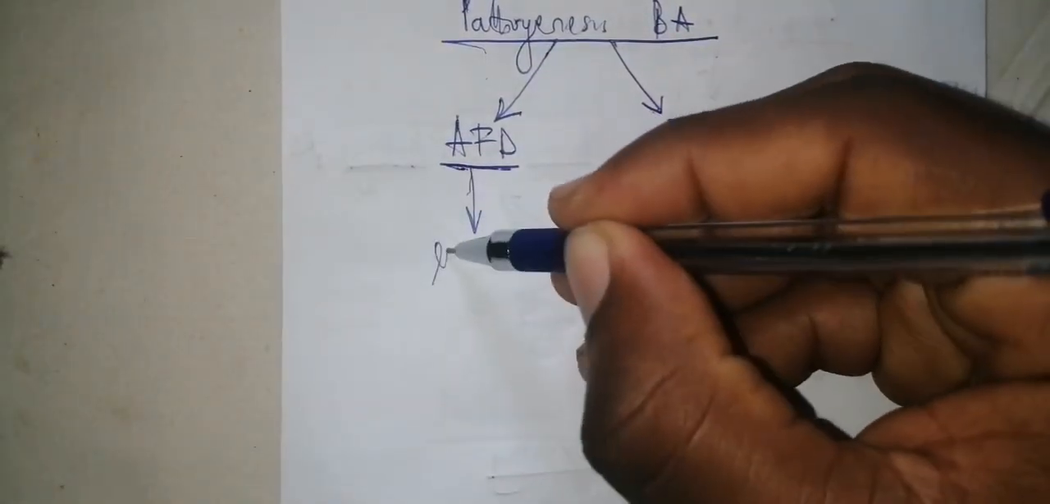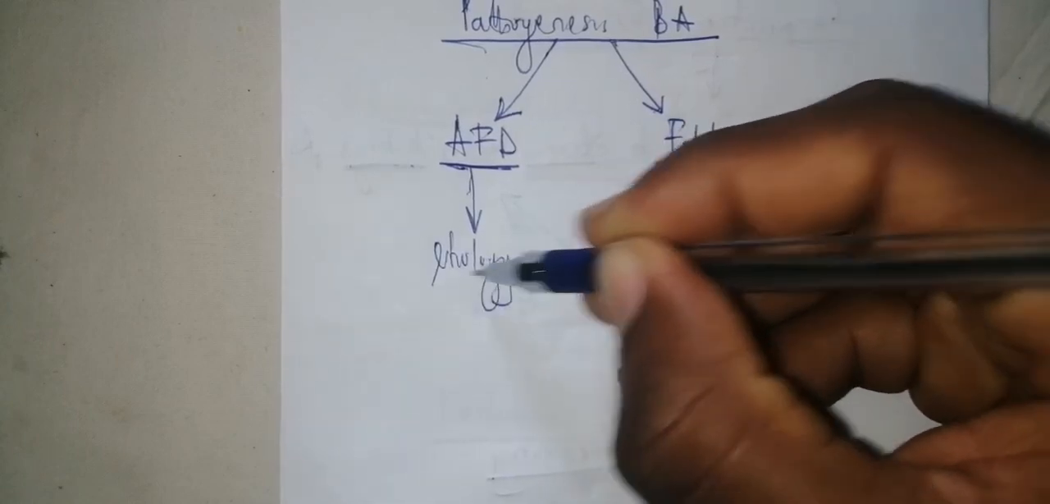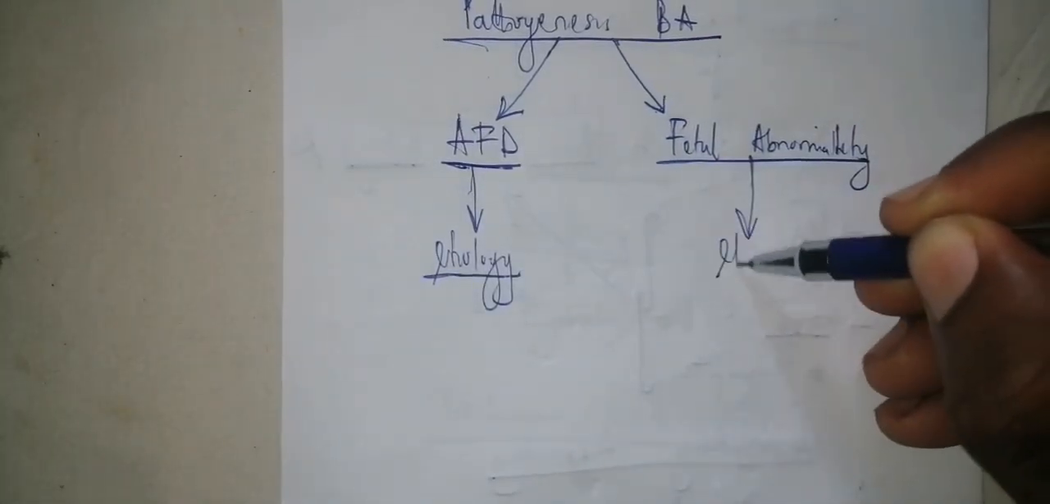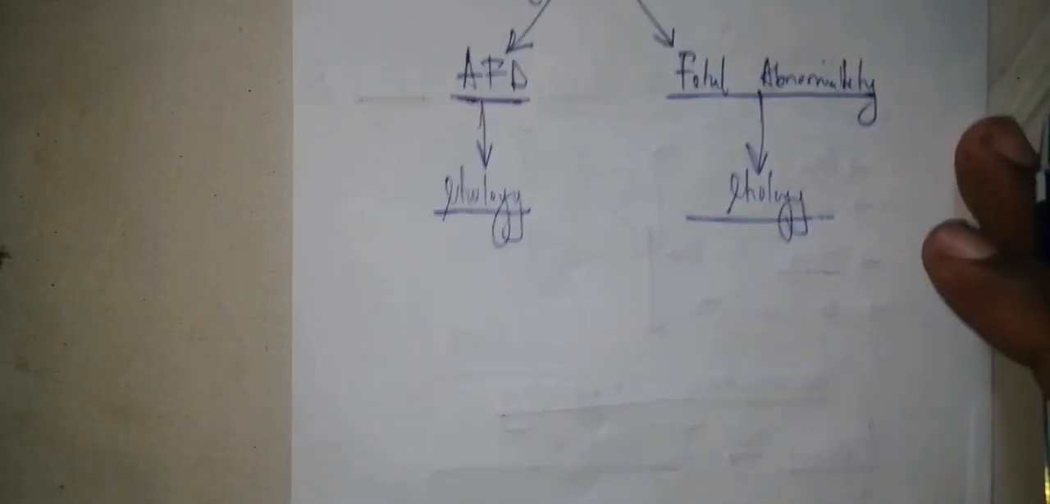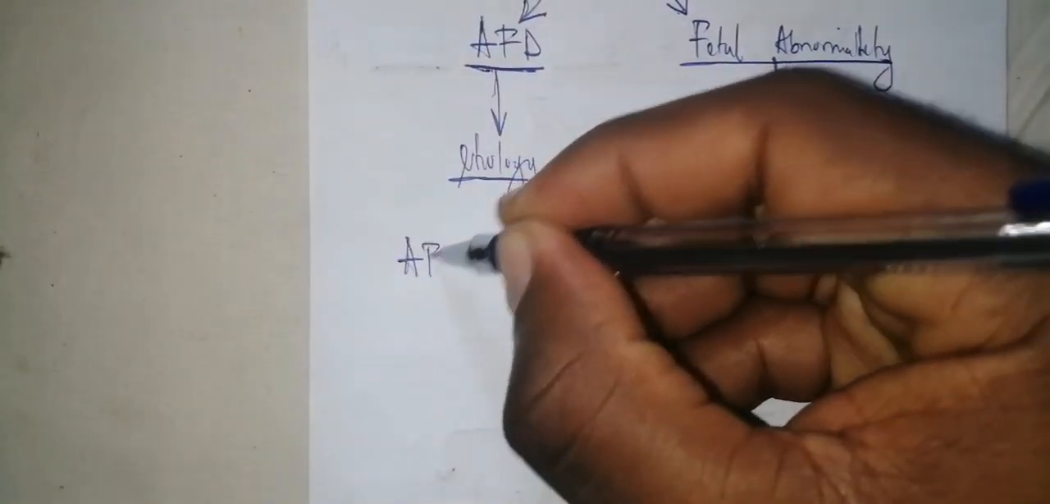Now, under acute fetal distress, you have to speak about the etiologies of acute fetal distress, and you have to speak about the etiologies of fetal abnormalities resulting in birth asphyxia. So now let's start with acute fetal distress.